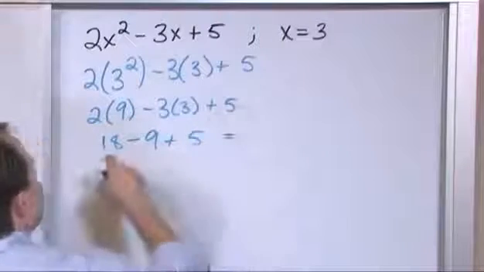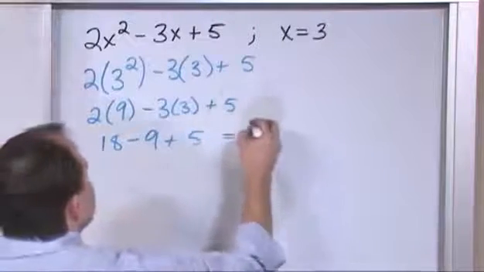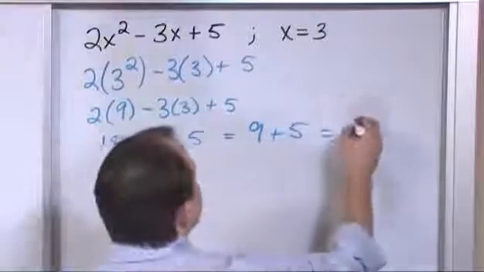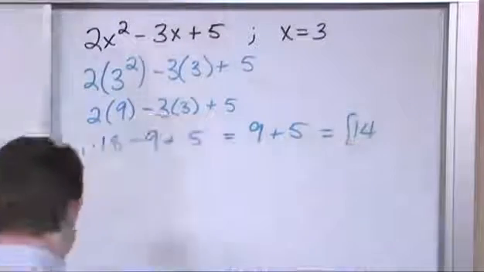So what I'm going to have here is 18 minus 9, which is going to give me 9. Don't forget the adding of the 5 later. And then I'm going to have 14 as a final answer.